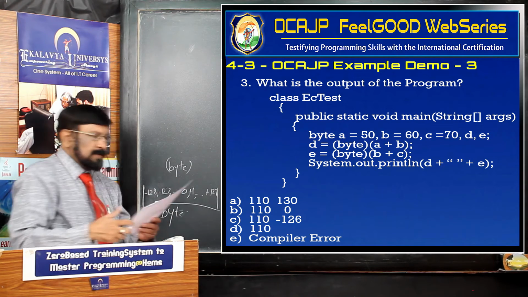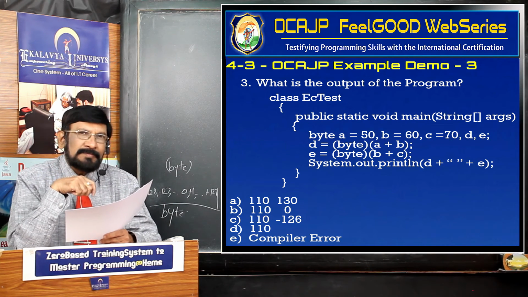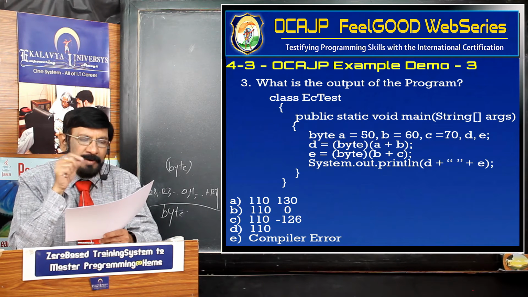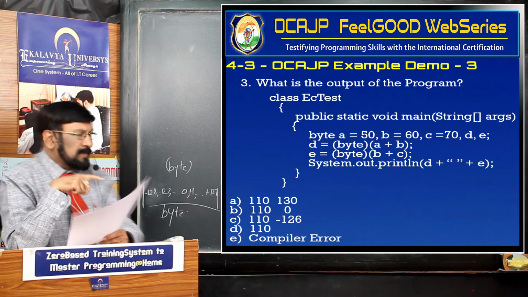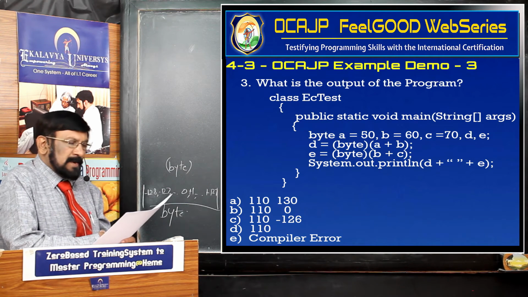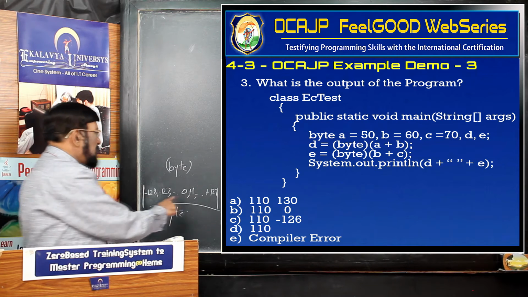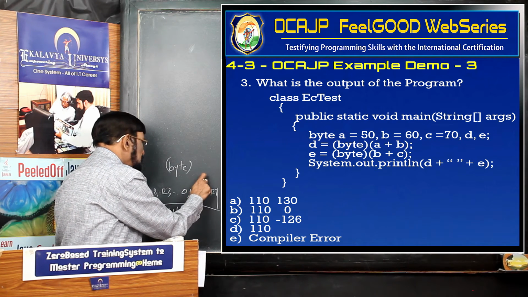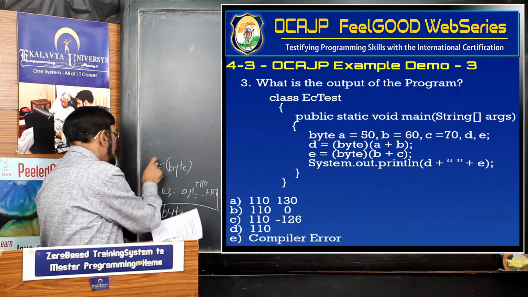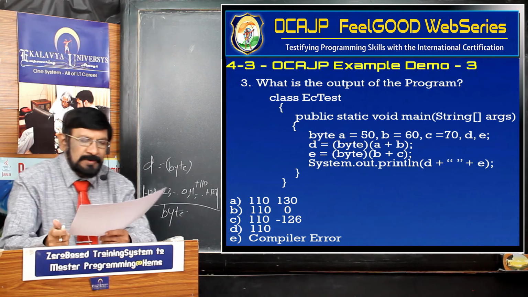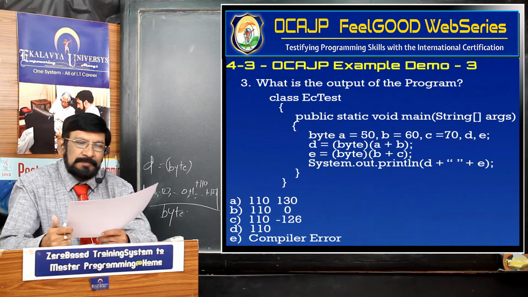Okay. Now take A plus B. A plus B is obviously converted to int, but you want to store it in byte only. The type is byte, so I made a typecast. What is the result? 50 plus 60, 110. 110 is somewhere here. It is within the range. There is no issue. And you made a typecast, and that's why in D it is comfortably stored and displayed. No issue. Second one, you take C plus D.